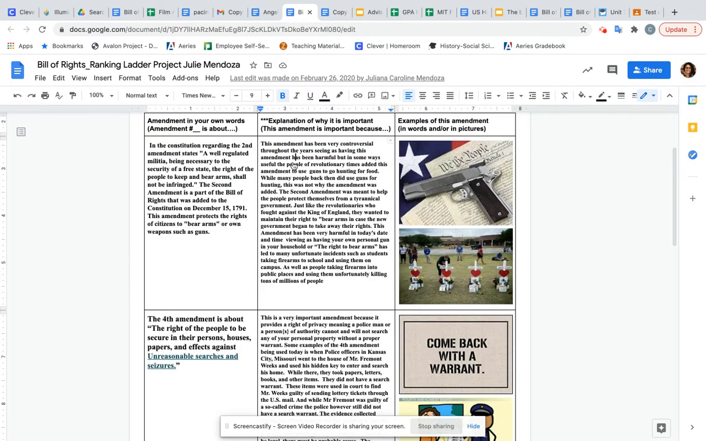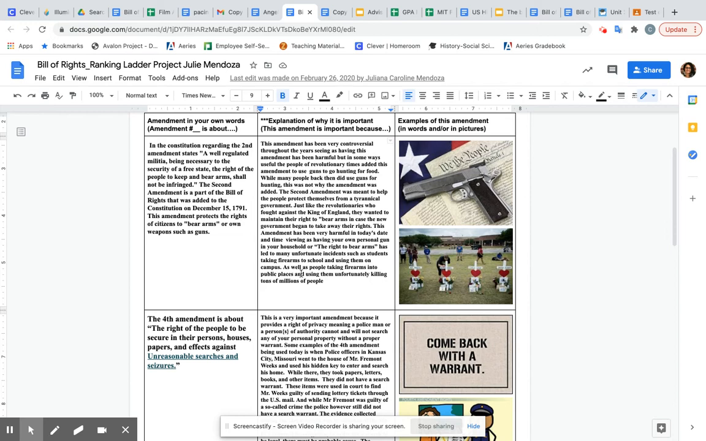Okay, taking a look at this example, this one is clearly a copy and paste from the internet. This student doesn't talk like this. And I'll just give you an example. The Second Amendment was meant to help the people protect themselves from a tyrannical government, just like the revolutionaries who fought against the King of England. They wanted to maintain the right to bear arms in case the new government began to take away their rights. And it goes on and on.